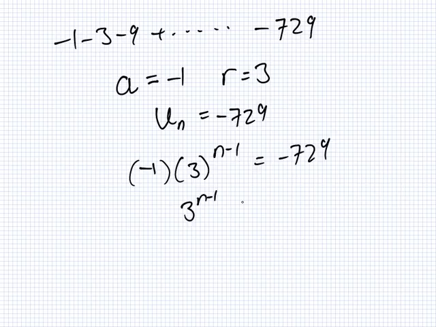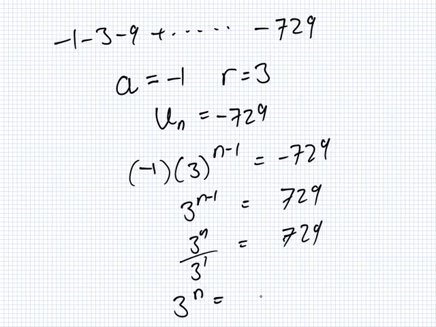So 3 to the power n minus 1 equals 729, which means 3 to the power n equals 2187. Now, we'll do this together on the side, okay? Is it 3 to the power 5? No. 6? 7. Oh, 7.